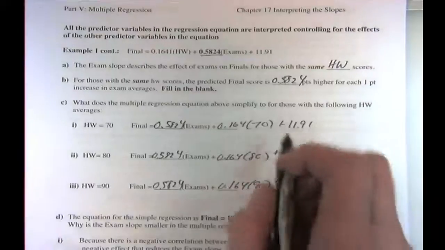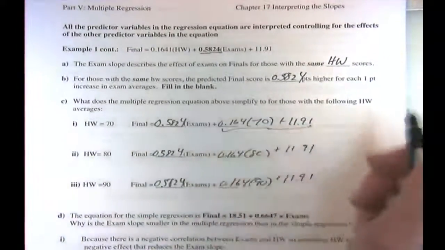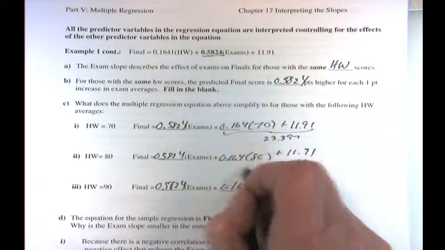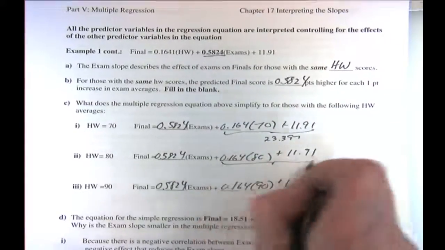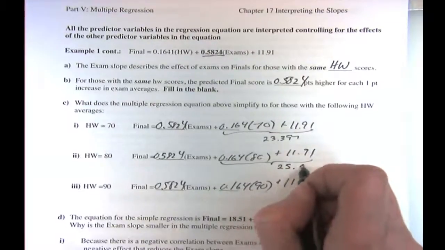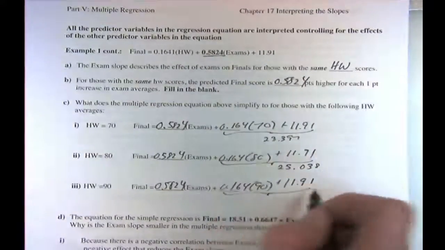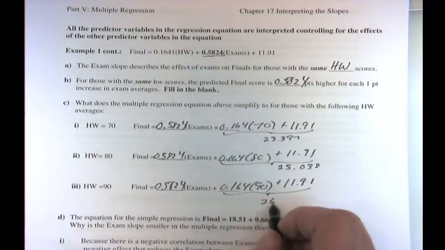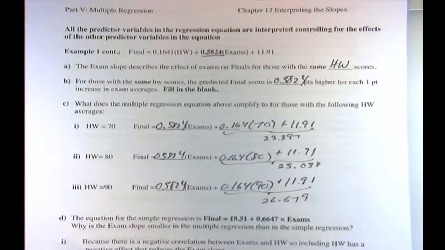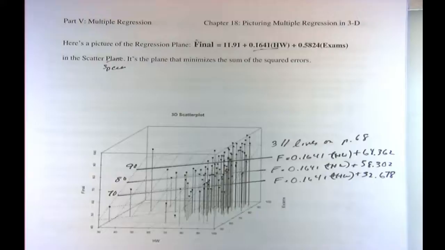So now we have this part. The intercept will be 23.397. This is all intercept. This is 25.038, and this is 26.679. So why don't we just graph those so you can see? It's the same exact thing, but now they're going in the other direction.